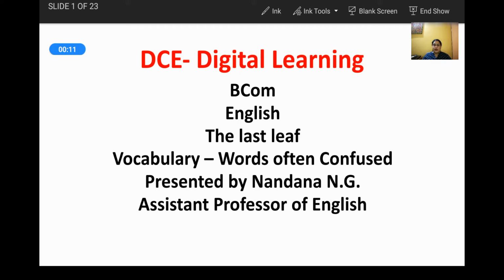In this session, we'll focus on the grammar part of the last leaf lesson. In fact, we'll focus on vocabulary and in particular words often confused, prescribed for first semester BCom Language English. I am Nandana NG, Assistant Professor of English, Government First Grade College, Bagepalli.